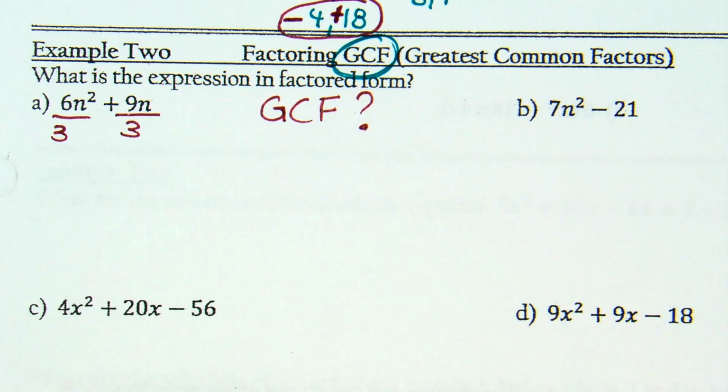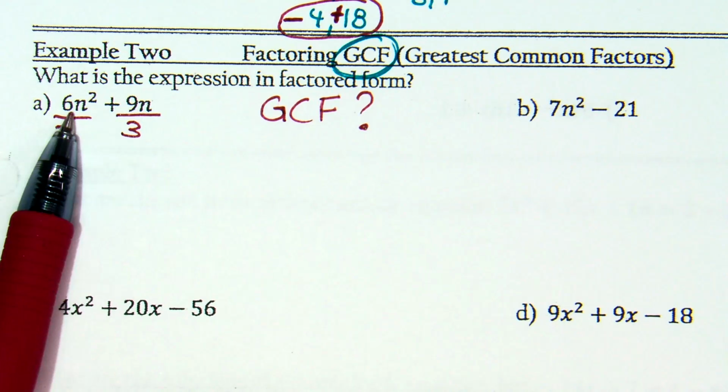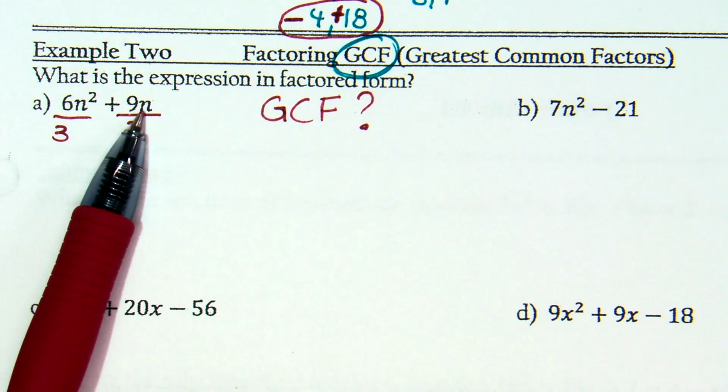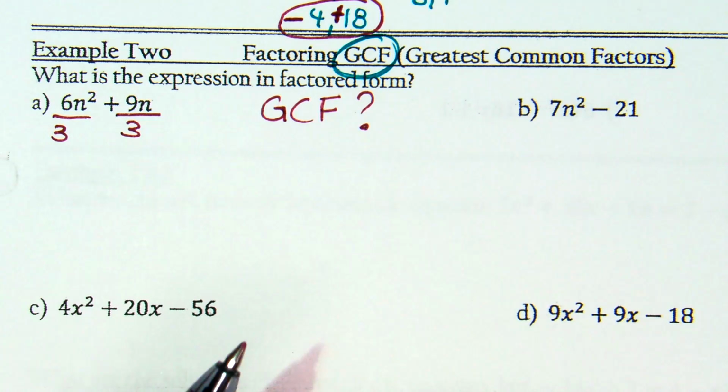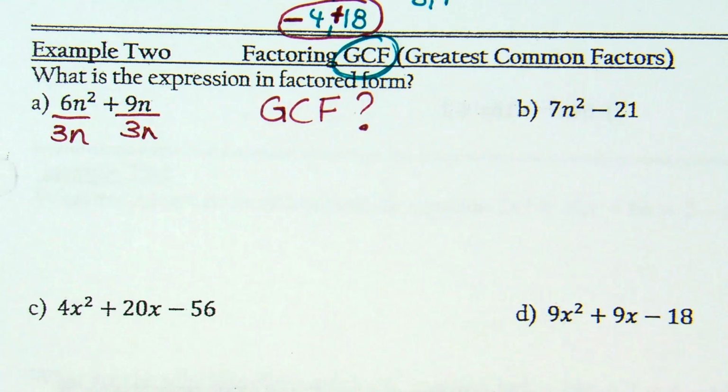Okay, so here's the deal. One has an n squared, so that means one of these has two n's. The other has a single n. What do they both at least have? One n. So our GCF is 3n. When we talk variables like that, it's always the lower exponents.